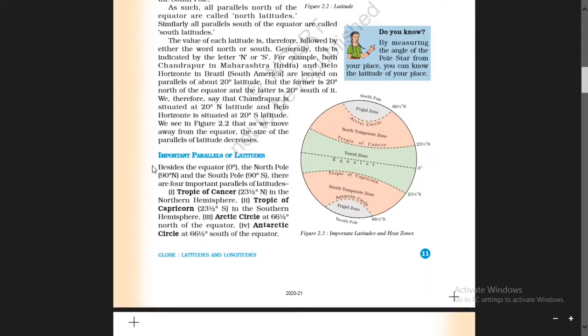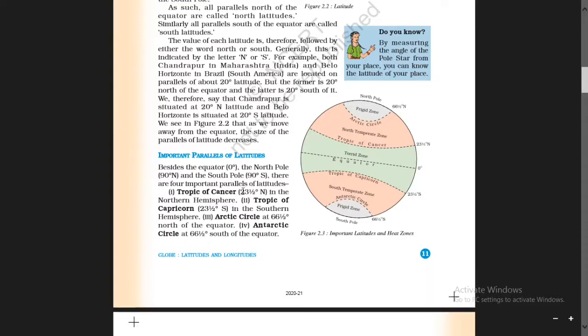So, important parallels of latitude, let us see. Besides the equator at 0 degree, the North Pole at 90 degrees north and the South Pole at 90 degrees south, there are four important parallels of latitudes.